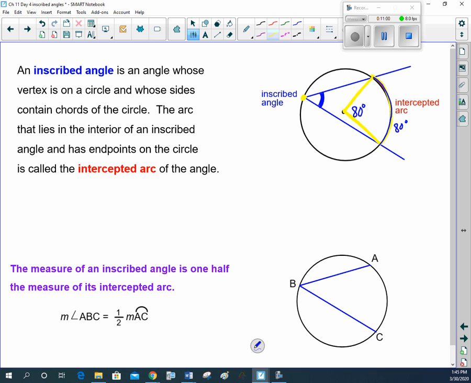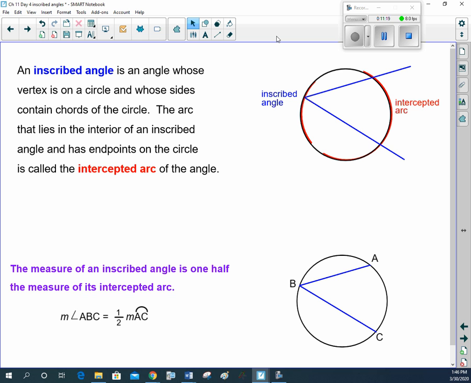Look at it, compare the two. It's got to be less than 80. So how is that relationship figured out? Well, let's get all that out of there. It turns out that an inscribed angle is half the measure of its intercepted arc.